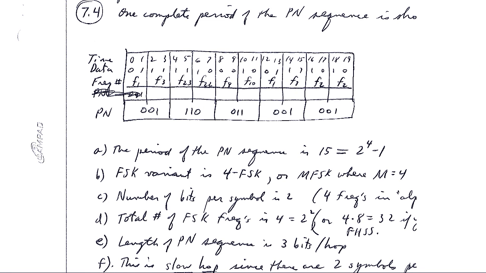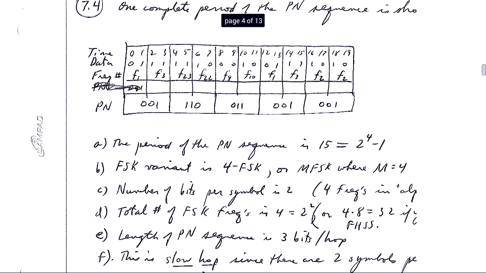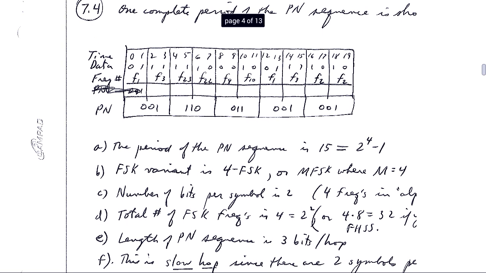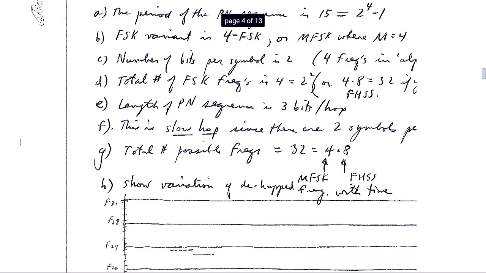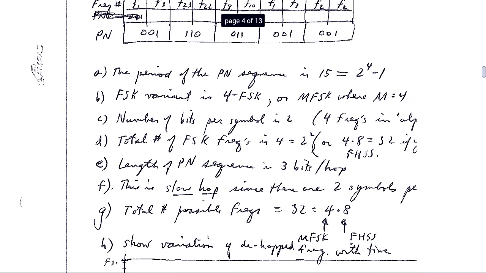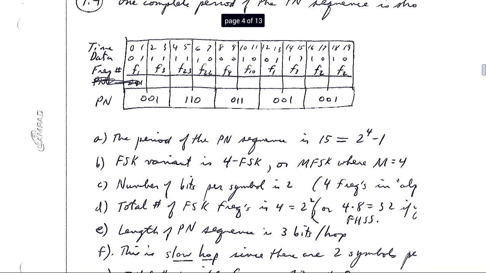Okay, in this video I'm going over problem 7.4 from Stallings Wireless, and it says here that one complete period of the PN sequence is shown. I don't know where I lost part of the page here. It seems to be cutting it off. We'll see if we can survive without it.